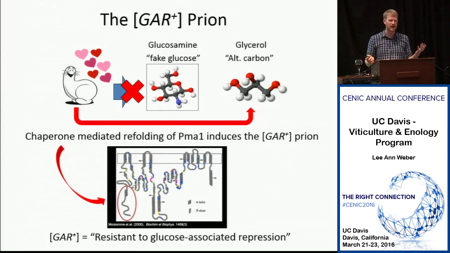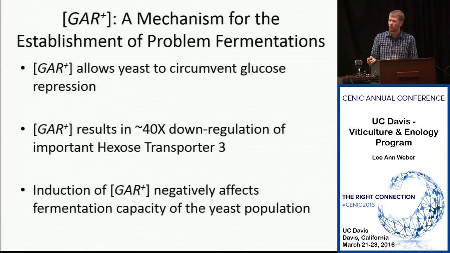And this might not seem like that big a deal to someone who's not a yeast biologist, but functionally, what it does is it can screw up fermentation. So winemakers started to care about this. I was working on this stuff, and I figured out that these GAR plus cells were not as good at fermenting. And this became really interesting. We started wondering, hey, is the establishment of this GAR plus prion something that could be affecting fermentations in the wine industry, or something that we've been seeing? So they can circumvent glucose repression, which is an interesting phenotype.